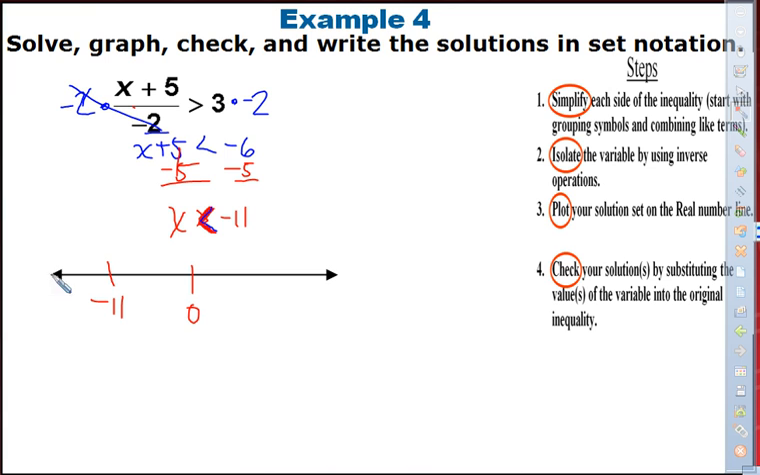Everything to the left. For those of you that are still struggling with some of the words, first of all, does it include the point? No, so I'm just going to circle. Check this out. x is less than. What letter does less stand for? Less. It starts with which letter? L. Therefore, we go to the left.